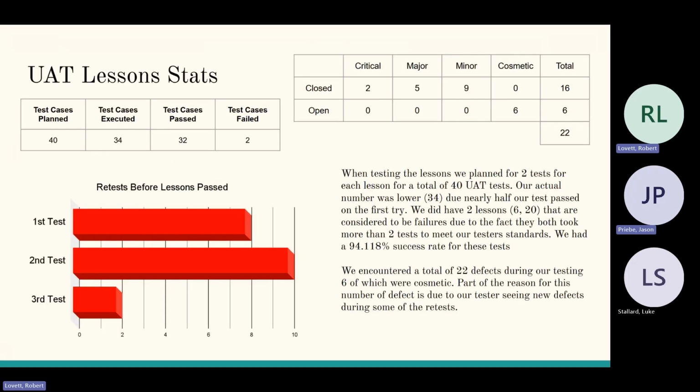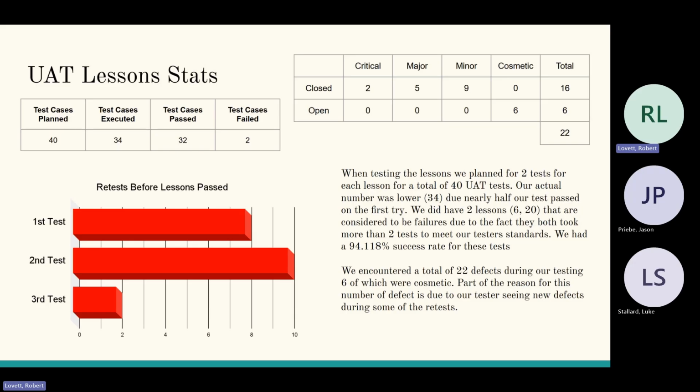So getting more into the stats here, we planned to do 2 tests for each lesson for a total of 40 of our UAT tests. We only executed 34 due to nearly half of our tests passing on the first try. We did have 2 lessons, 6 and 20, that are both considered failures due to how we define success, and that is because they took more than 2 tests to meet our tester's standards. This gave us a 94.118% success rate for these tests.